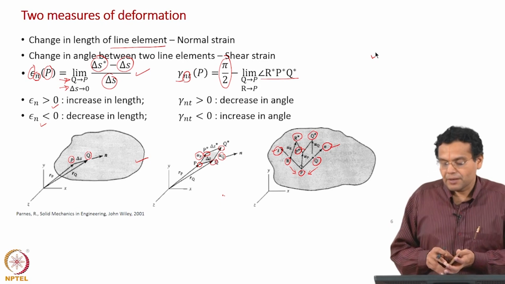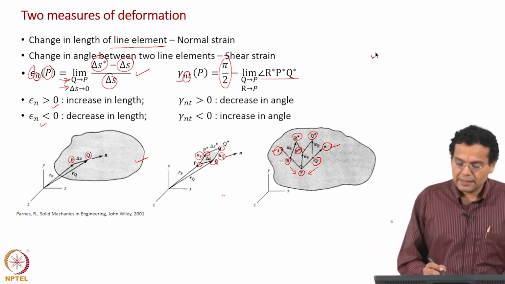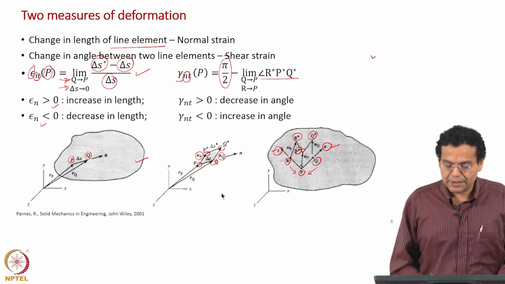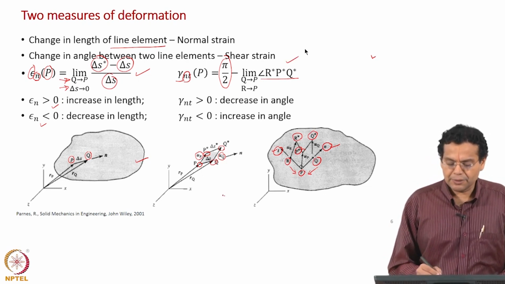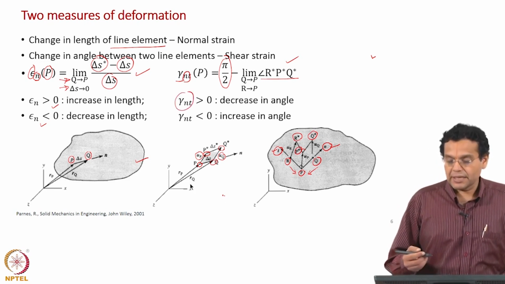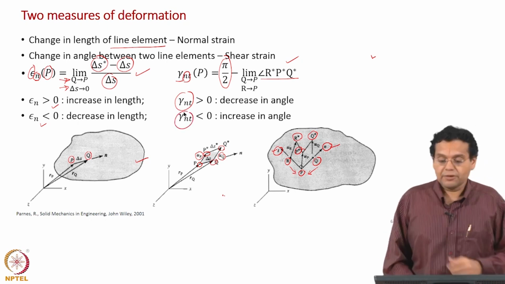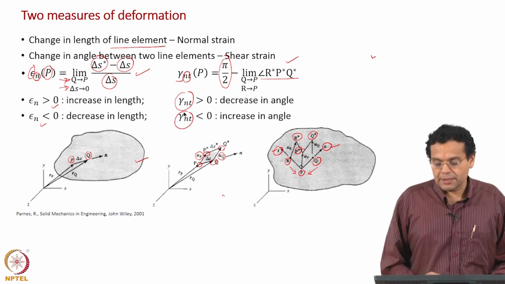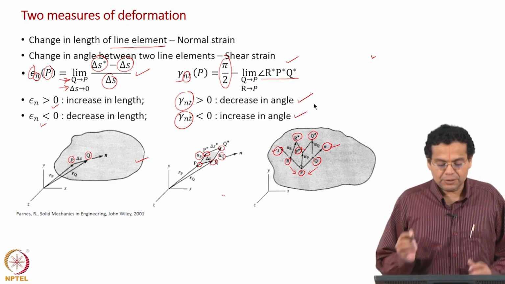That is why we want a definition of local normal strain and shear strain. Of course, in terms of magnitude, if this angle reduces, this angle becomes acute, then the shear strain is positive. If it increases, becomes obtuse, then the shear strain is negative. So this tells you decrease in angle, this tells you increase in angle.